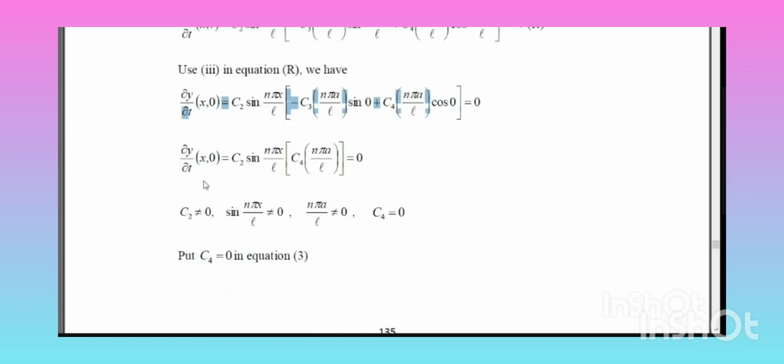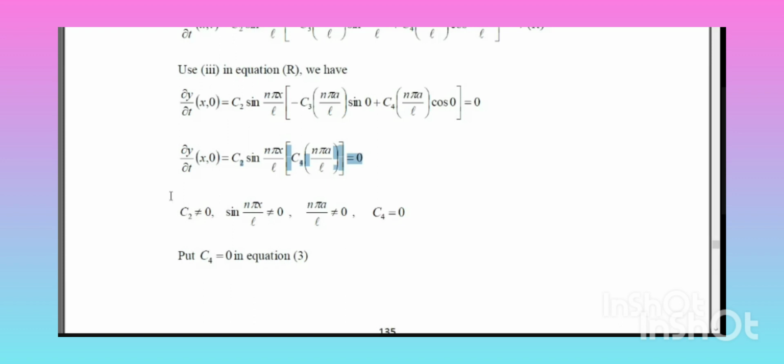So dou y by dou t of x comma 0 is equal to C2 sin n pi x by L into C4, because sin 0 is 0 and cos 0 is 1. So 1 into C4 n pi a by L. Sin 0 is 0, so that sin 0 term will vanish. So C4 n pi a by L is equal to 0.